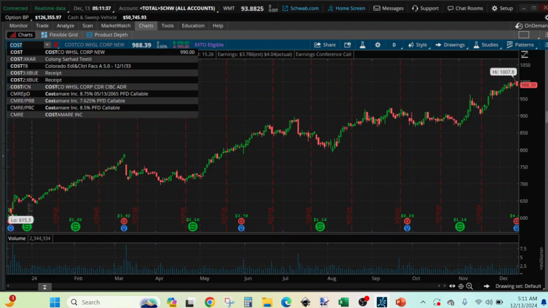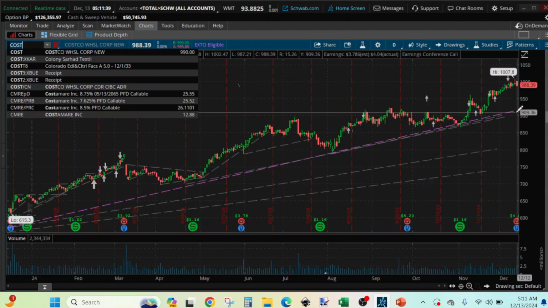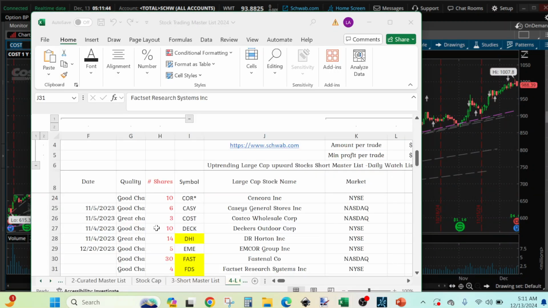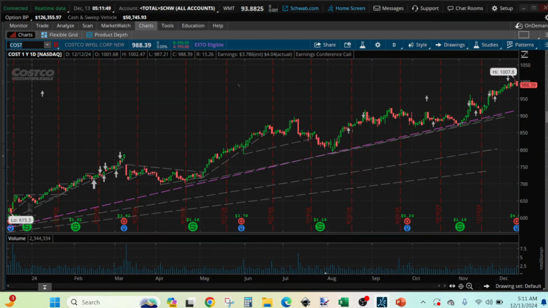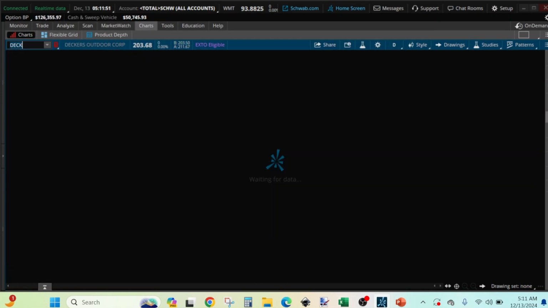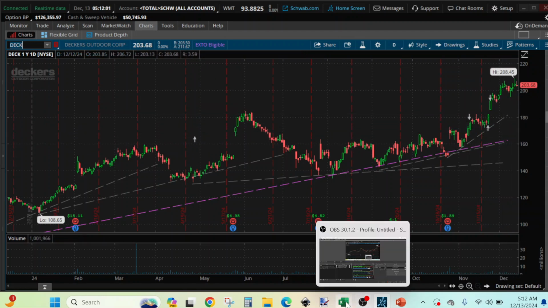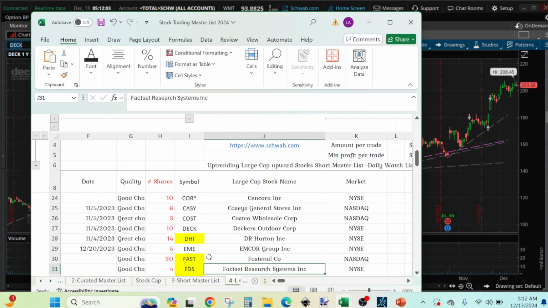COST. Costco, we like to buy it on that purple line, and it's right there. It pulled back, but it's nowhere near down yet. DECK. So DECK is still up, but we like to buy it on the line down here. So I think it's following this trend, and we just leave it alone.